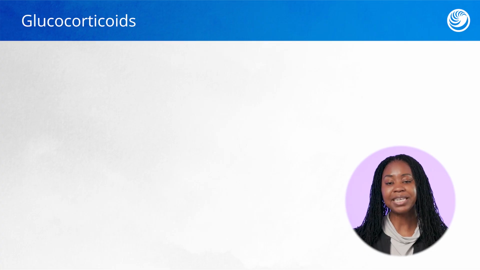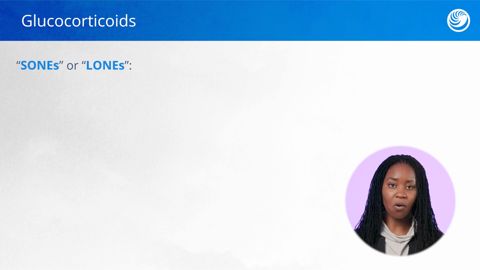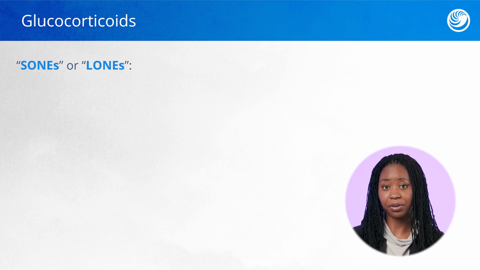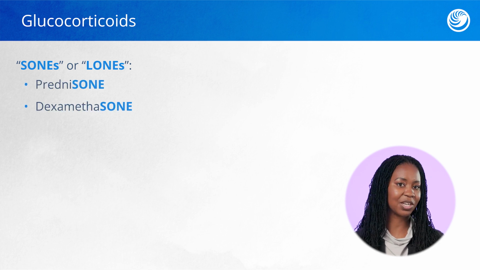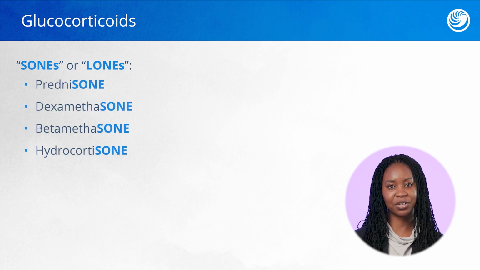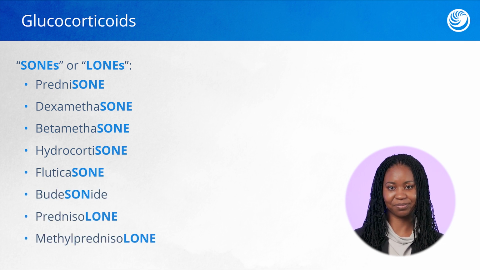Glucocorticoids are commonly used for their anti-inflammatory properties, but because of their range of activity, they also have many adverse effects as well. You can easily recognize a glucocorticoid by its name. These often end in S-O-N-E, or SONE, or L-O-N-E, LONE. Some of these names you may be very familiar with, such as prednisone and dexamethasone, betamethasone and hydrocortisone, fluticasone, budesonide, and prednisolone and methylprednisolone. Thanks to their many different effects within the body, glucocorticoids are used to treat many conditions.